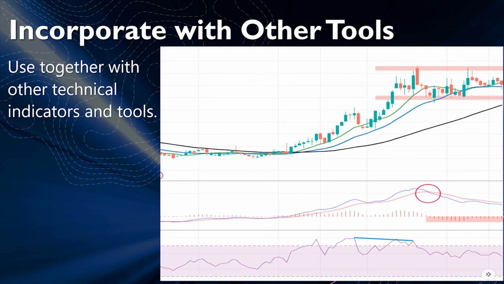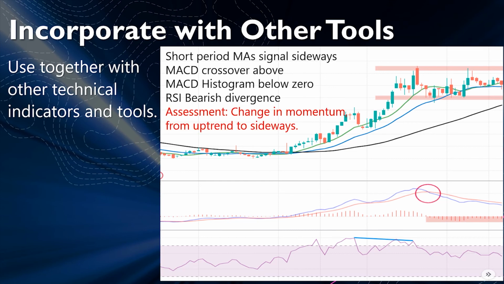Incorporate other indicators and technical analysis tools along with the MAs. In this chart, short period MAs signal sideways. MACD crossover signals change in momentum. MACD histogram is below 0. RSI shows bearish divergence. The trader may conclude that there is a change in momentum from uptrend to sideways, thus shifting the trading strategy or locking profits.